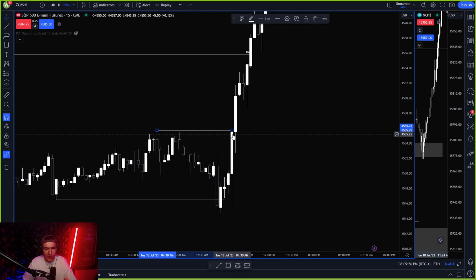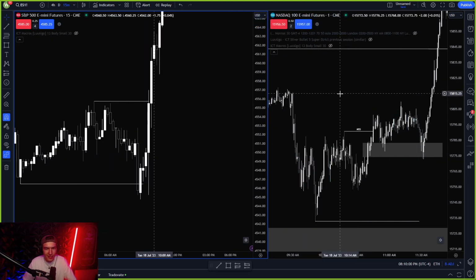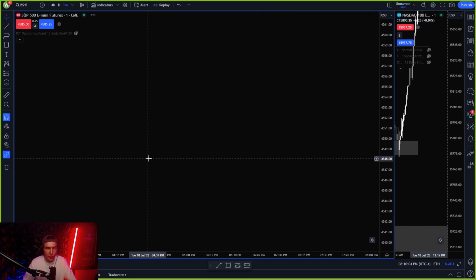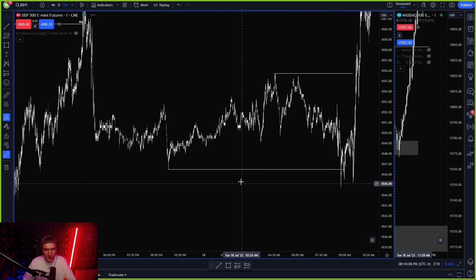And the reason why I stopped myself is because I wanted to have a little bit more discipline, noticing that ES and NQ were discorrelating, right? We didn't really have a lot of connections. So zooming in on the 1 minute, what would have been the setup here? Well, this would have been the setup right here.